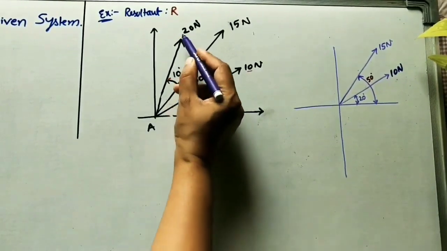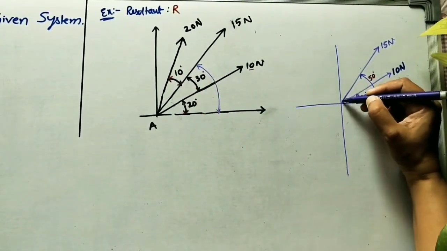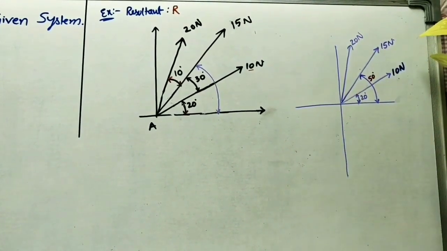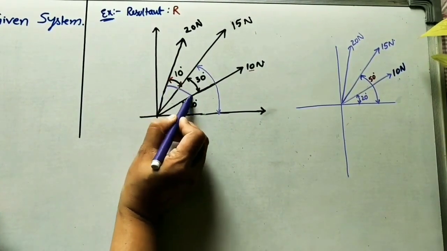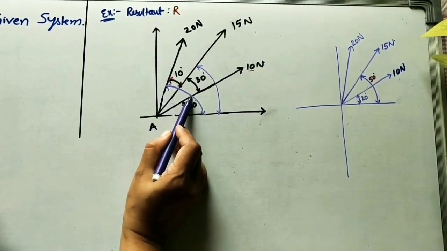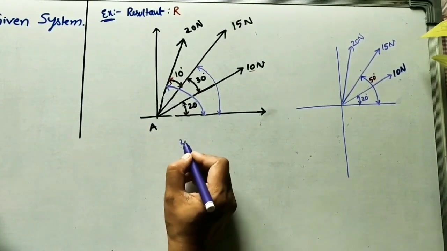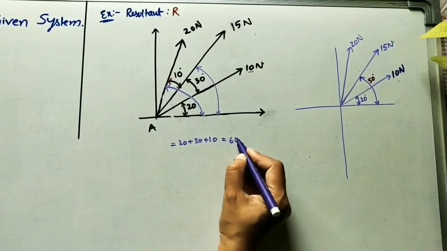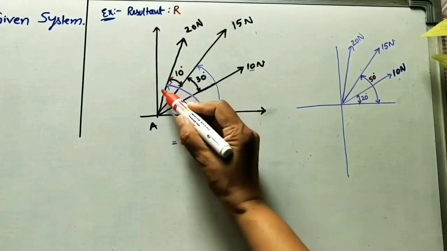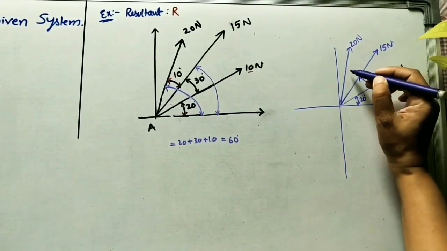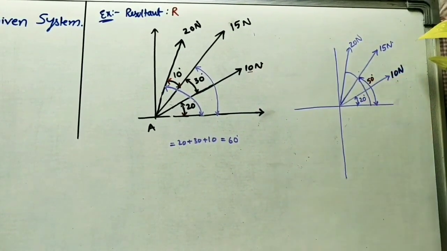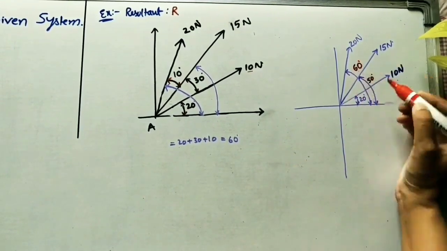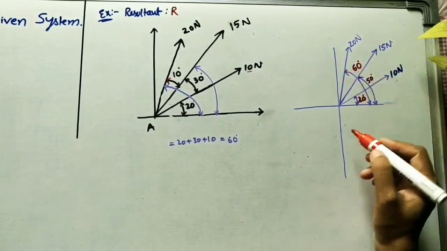Now next force is 20 newtons. I am marking here 20 newtons. Now with the horizontal, how much angle is it making? This total angle is 20 plus 30 plus 10. So 20 plus 30 plus 10, how much is it? Total sum 60 degrees. Now the 20 newton force is acting at 60 degrees with the horizontal. The arrows are important for marking the angles. So one is 20, one is 50, and the other one is 60.